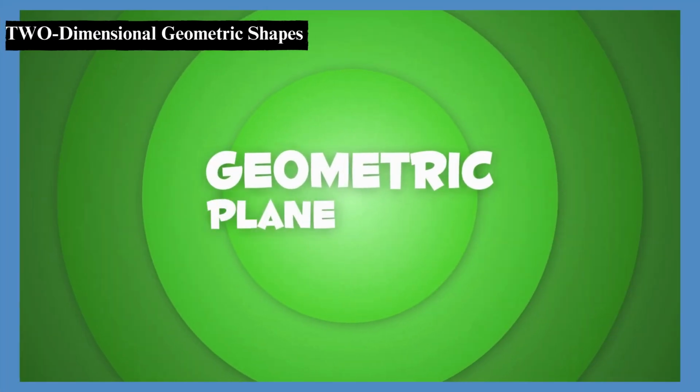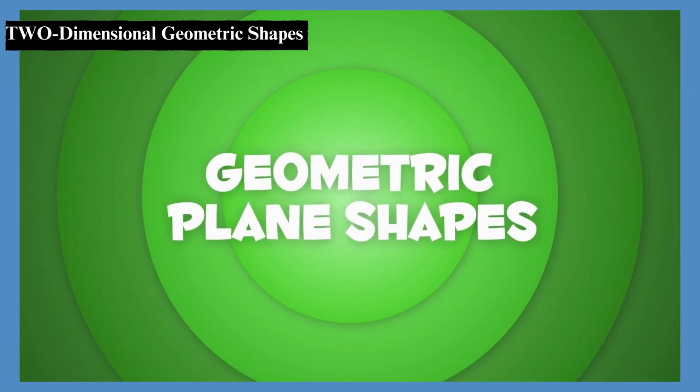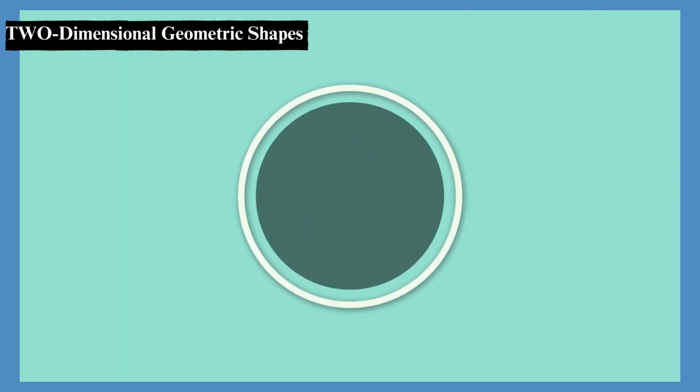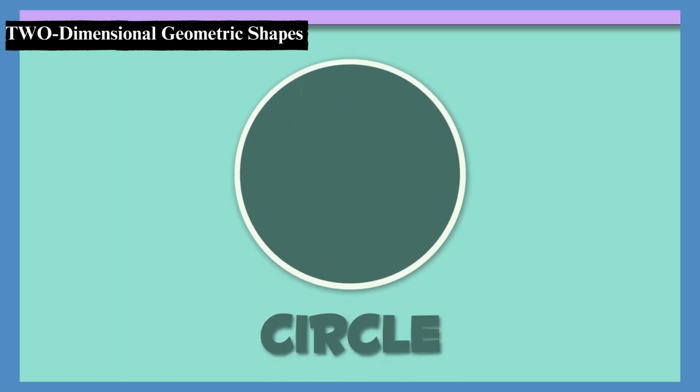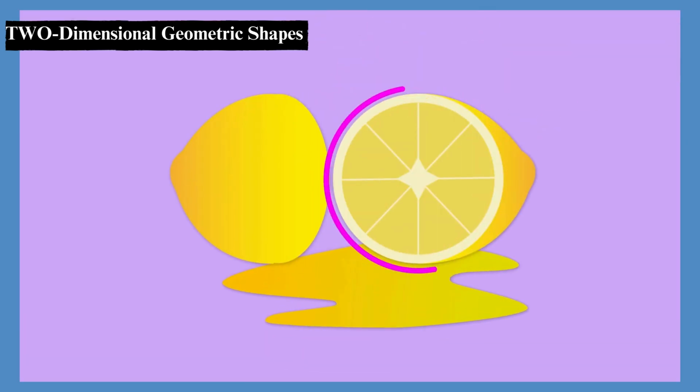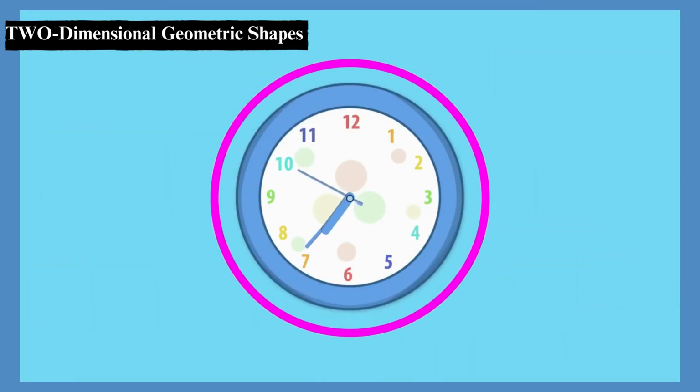Now learn about geometric plane shapes. Do you know how many types there are? Here we go. Do you know what this is? Easy peasy. It's a circle. A circle is round. It's as round as this lemon half. Or like this clock. It's so late.